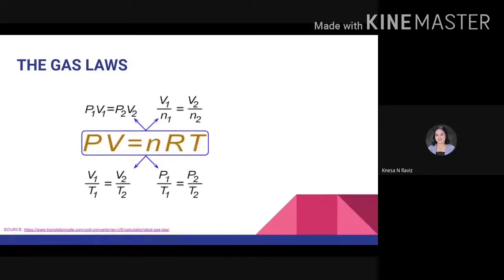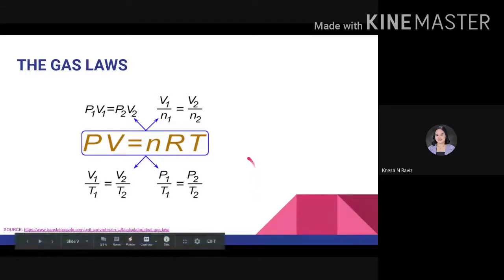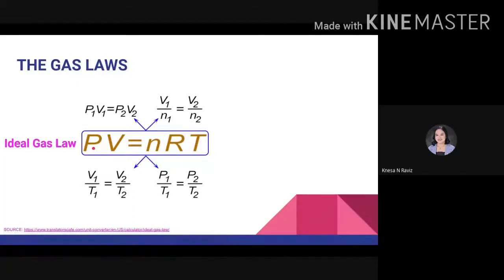Now, let us take a look once more at all the equations for the gas laws. Well, we really only have to remember the ideal gas law equation, and from this, we can derive the other equations for the other gas laws. So for the ideal gas law equation, pressure, usually in the units of atmosphere or millimeter mercury, times volume in liters, equals the amount of gas in number of moles times the gas constant R times the temperature in Kelvin.